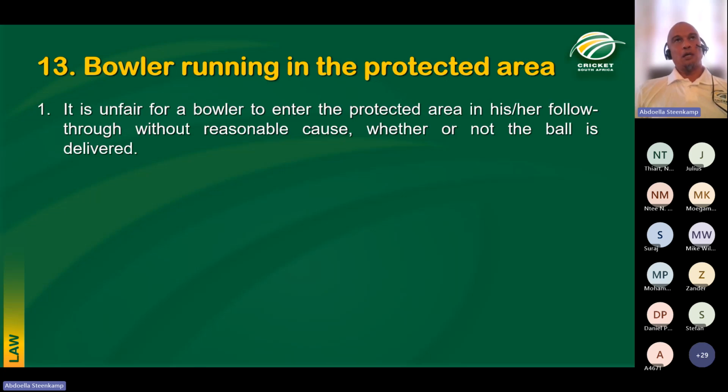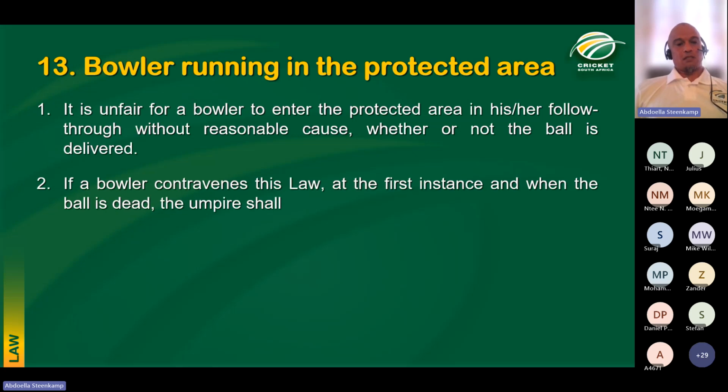Another example, the striker pulls the ball, gets a top edge, the ball then goes up in the air. The bowler, sitting under the ball, trying to catch the ball, then goes into the protected area. Again, that's another good reason why the bowler is in there, trying to catch the ball. So the law allows for it: if there's a good reason for the bowler to go in there, absolutely no issue. But if there's no reasonable cause, how do we deal with it?